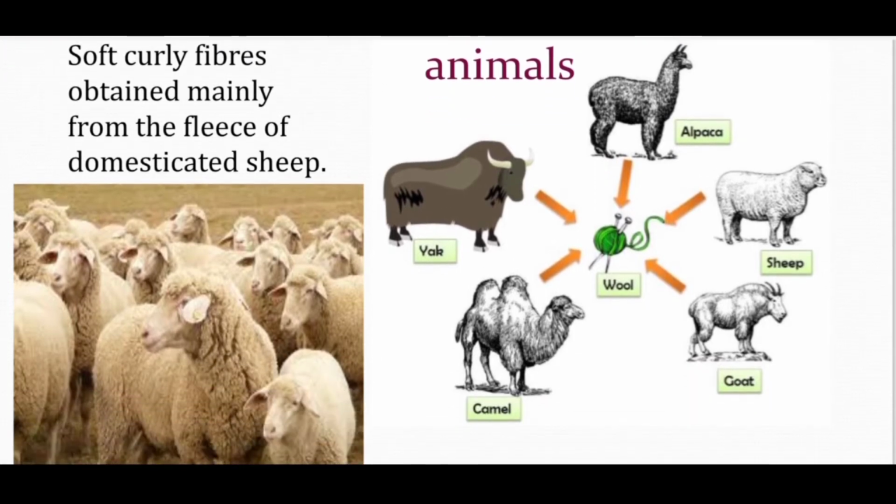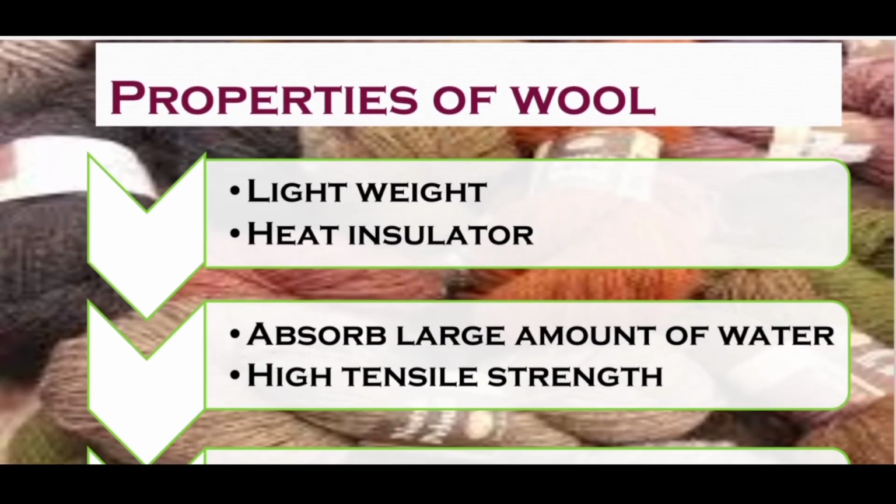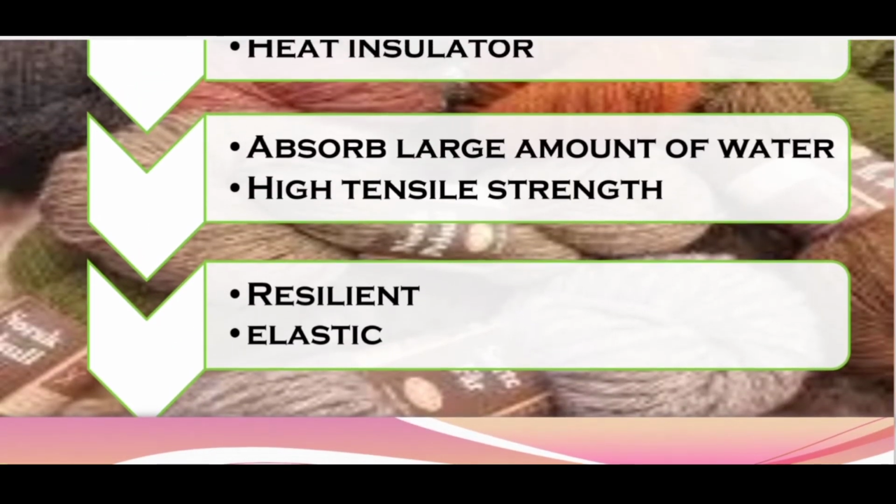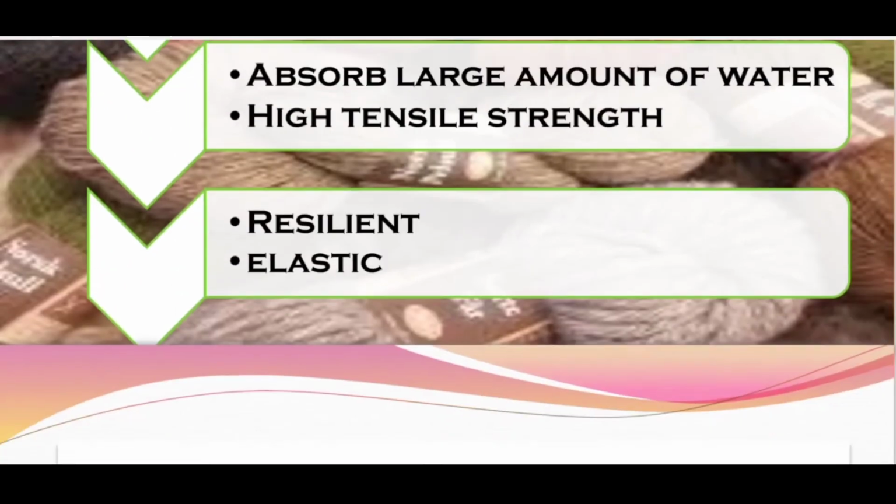There are so many different wool-bearing animals. You can see in the figure yak, camel, goat, sheep, alpaca. These all are responsible for the production of wool. Next we will see some properties of wool: lightweight, heat insulator, absorbs a large amount of water, high tensile strength, resilient, elastic. These are all the properties of wool.